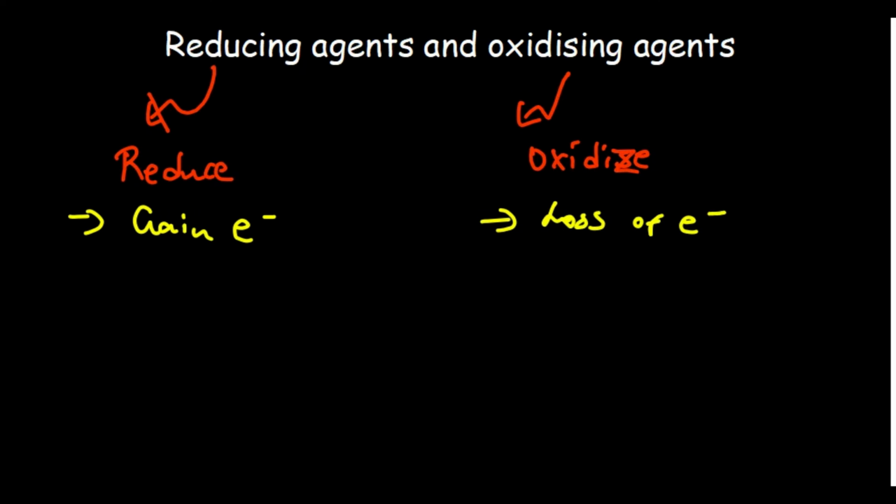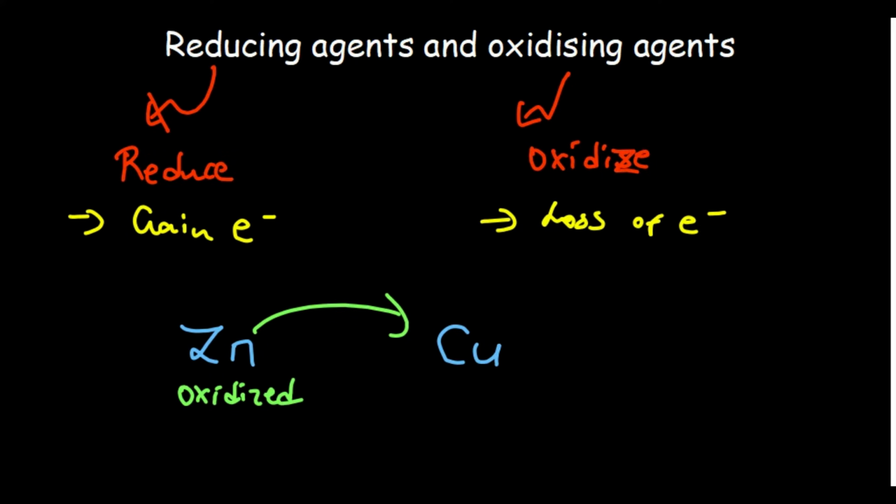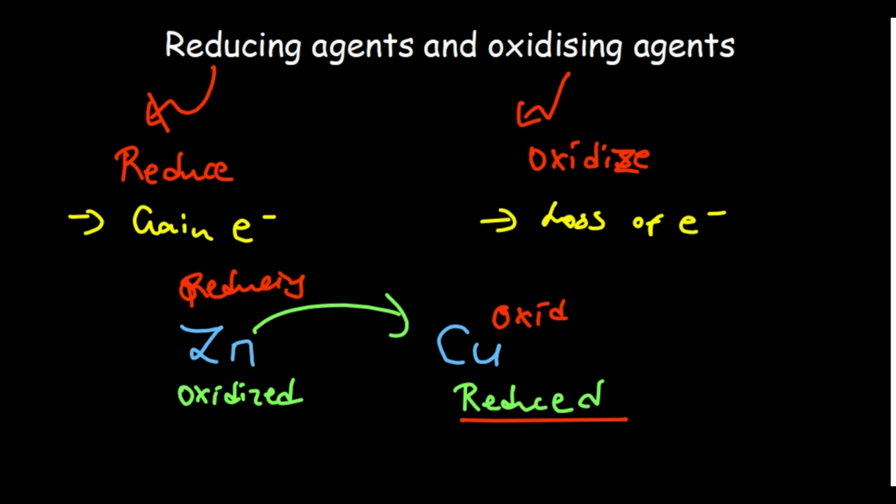If you have two species, let's say zinc and copper, and zinc loses electrons, zinc in such a case is said to be oxidized, and copper is said to be reduced after gaining. One thing that you need to understand is that copper being the one reduced tells us that zinc is the reducing agent because it has reduced copper. Copper being reduced has oxidized zinc, so it is the oxidizing agent.